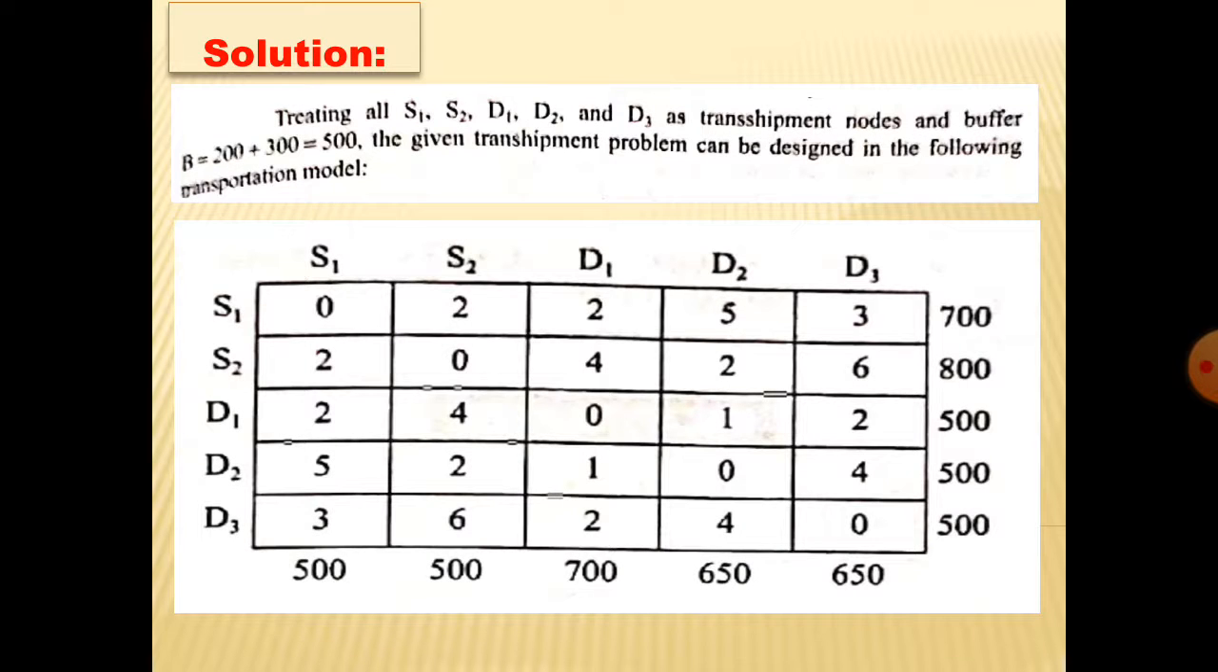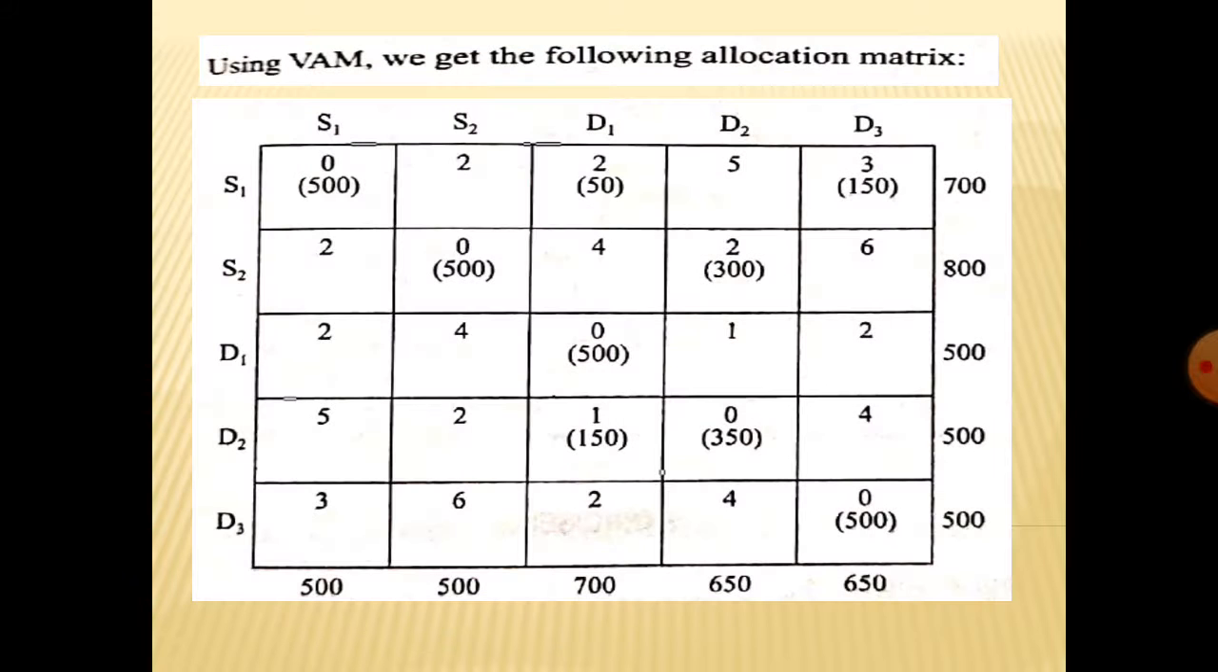See here, this problem we have written. You convert this into a matrix, prepare the matrix with S1, S2 and D1, D2, D3. All the unit cost matrix we write, and supply and demand we have to write in the problem. Next, using VAM method.